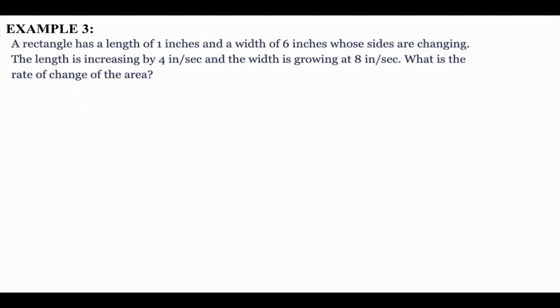A rectangle has a length of 1 inch and a width of 6 inches. Whose sides, though, are changing? The sides are 1 and 6 right now, but they're changing. They're not always going to be 1 and 6. The length is increasing, getting longer. The width is also increasing. The length by 4 inches per second. The width is growing at 8 inches per second. What is the rate of change of the area?